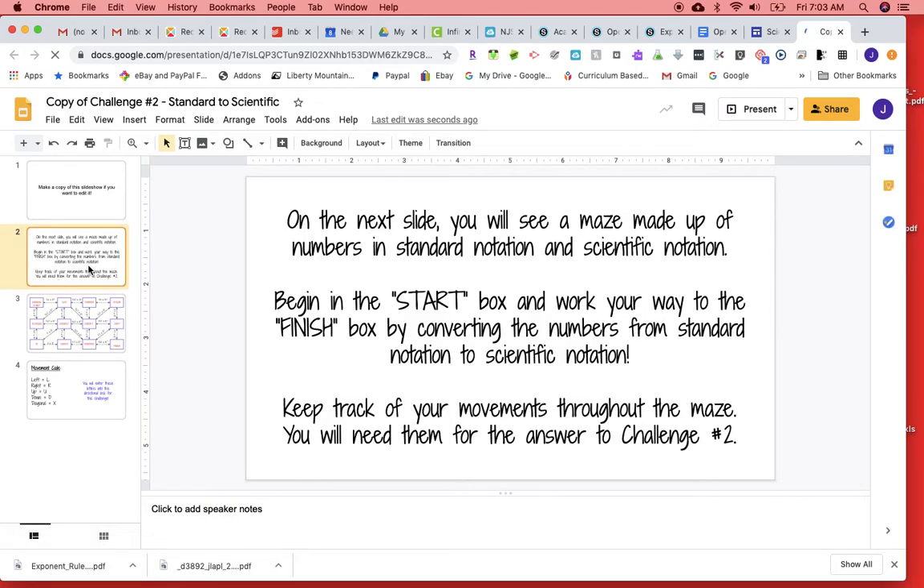So on the next slide, you'll see a maze made up of numbers in standard notation and scientific notation. Begin in the start box and work your way to the finish box by converting the numbers from standard notation to scientific notation. Keep track of your movements through the maze. You will need them to answer challenge 2. So let's take a look.